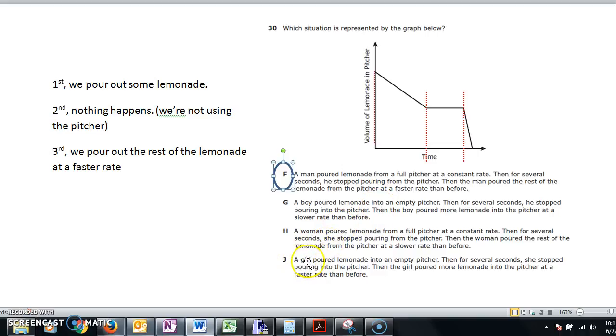J. A girl poured lemonade into an empty pitcher. That's the same exact setup as G, so we know that's wrong. So the answer choice is F.